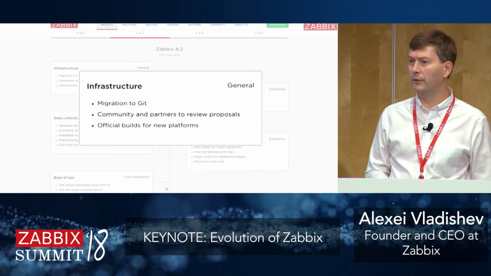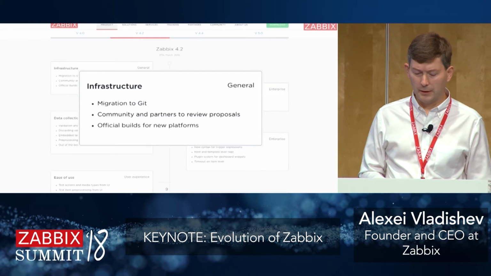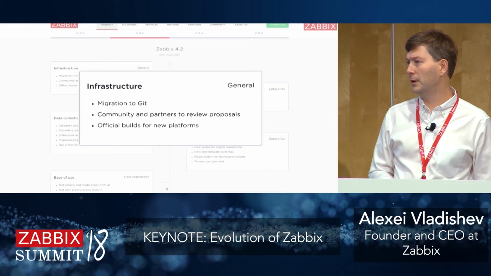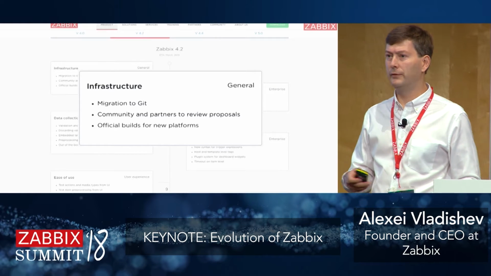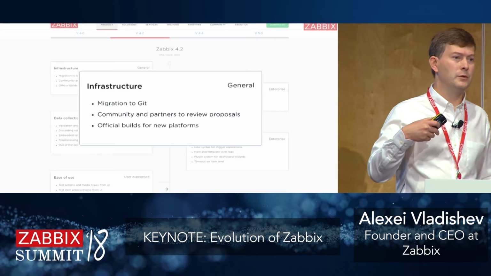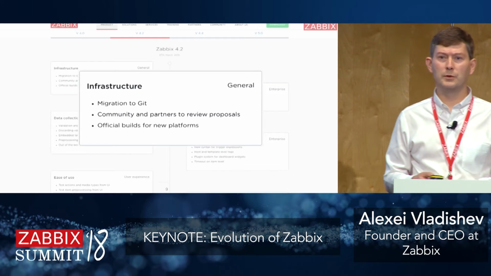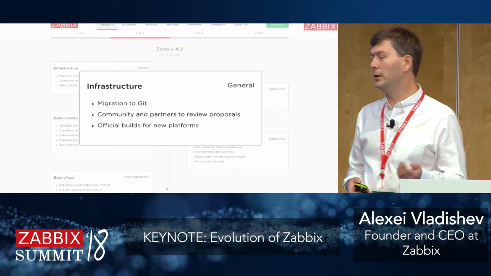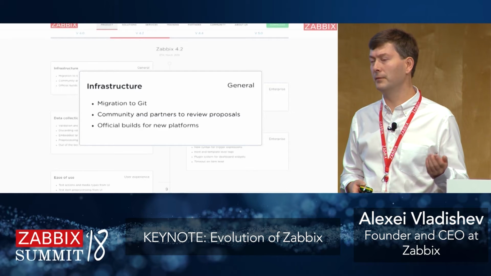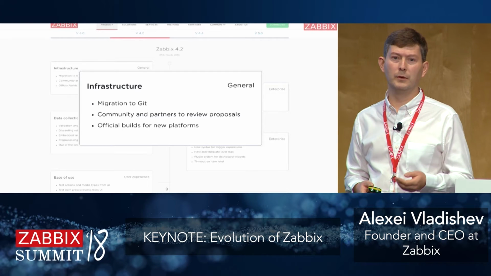Community and partners to review proposals. I'll talk about this a little bit later. And official builds for new platforms. I really want Zabbix to be available for more platforms, maybe to support new distributions. For example, at this moment we don't support SUSE. We don't provide a Windows agent with encryption enabled.